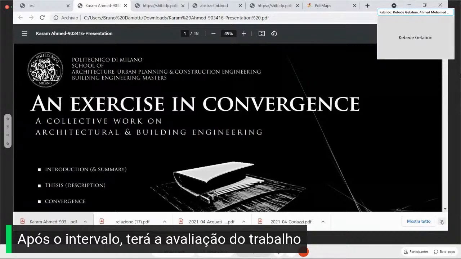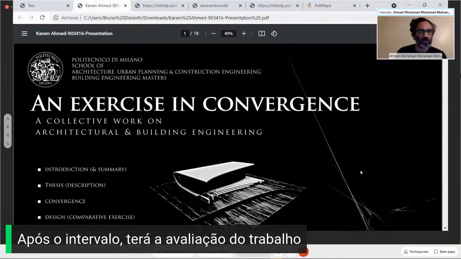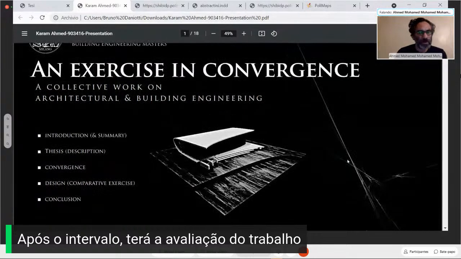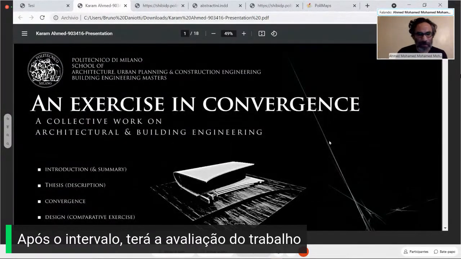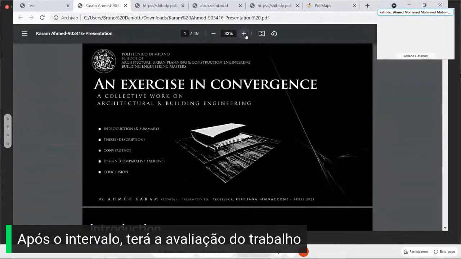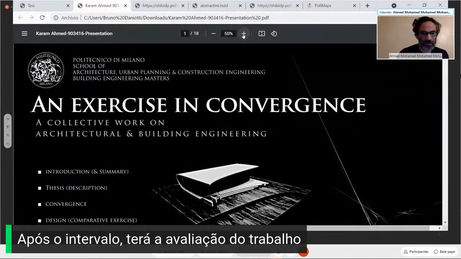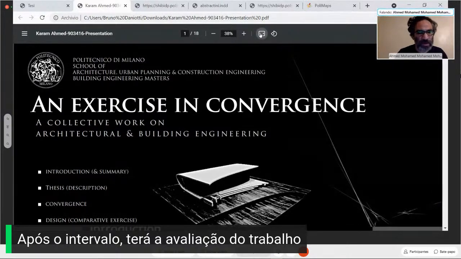Well, hello everybody. Good day. This is a presentation of the thesis that I'm doing, or the work that I did for the past 6 months, maybe more, because of the Corona situation, and it revolved around an exercise in convergence. Convergence is the main umbrella that holds the exercise under it. I can go next.